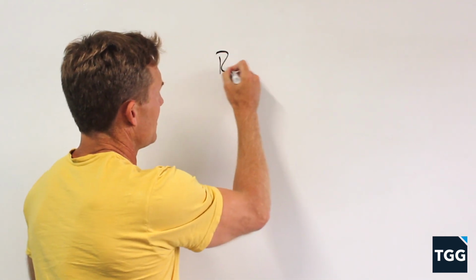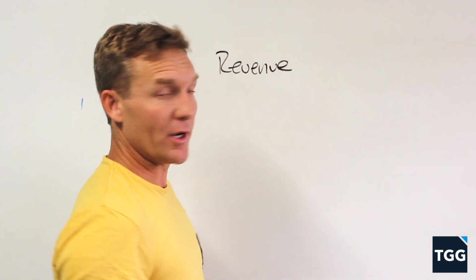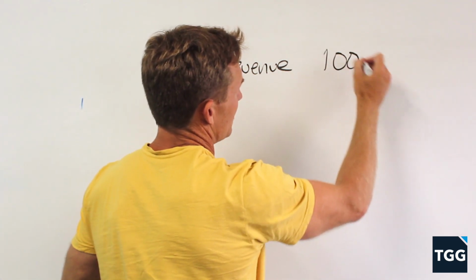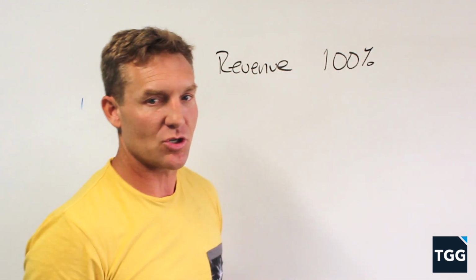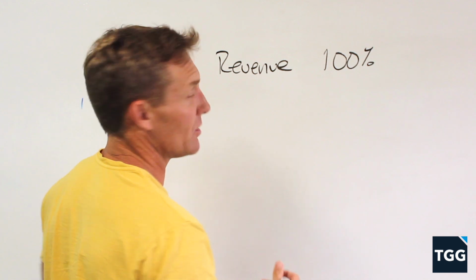The first one is revenue. And revenue is how much money you earn. So what we're going to start with is 100, because this is in percentage terms, and we're going to see how you should perform with all of your costs as associated with that revenue.